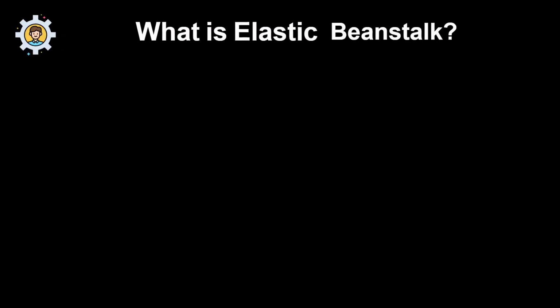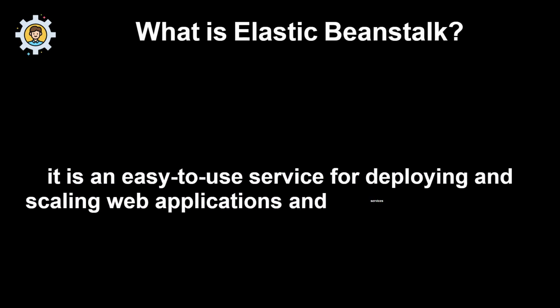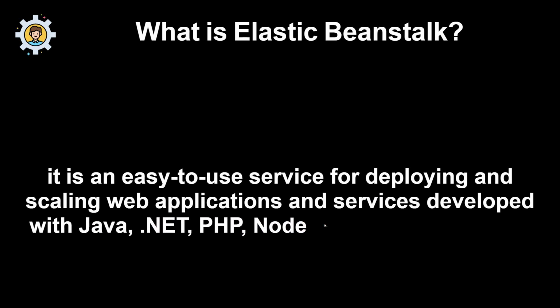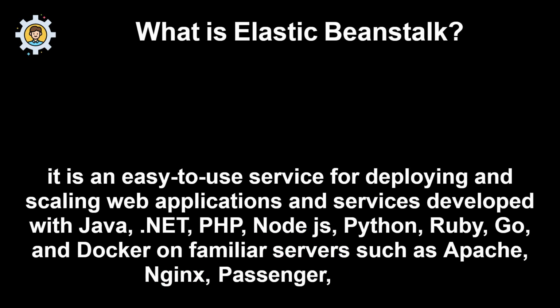What is Elastic Beanstalk? It is an easy-to-use service for deploying and scaling web applications and services developed with Java, .NET, PHP, Node.js, Python, Ruby, Go, and Docker on familiar servers such as Apache, Nginx, Passenger, and IIS.